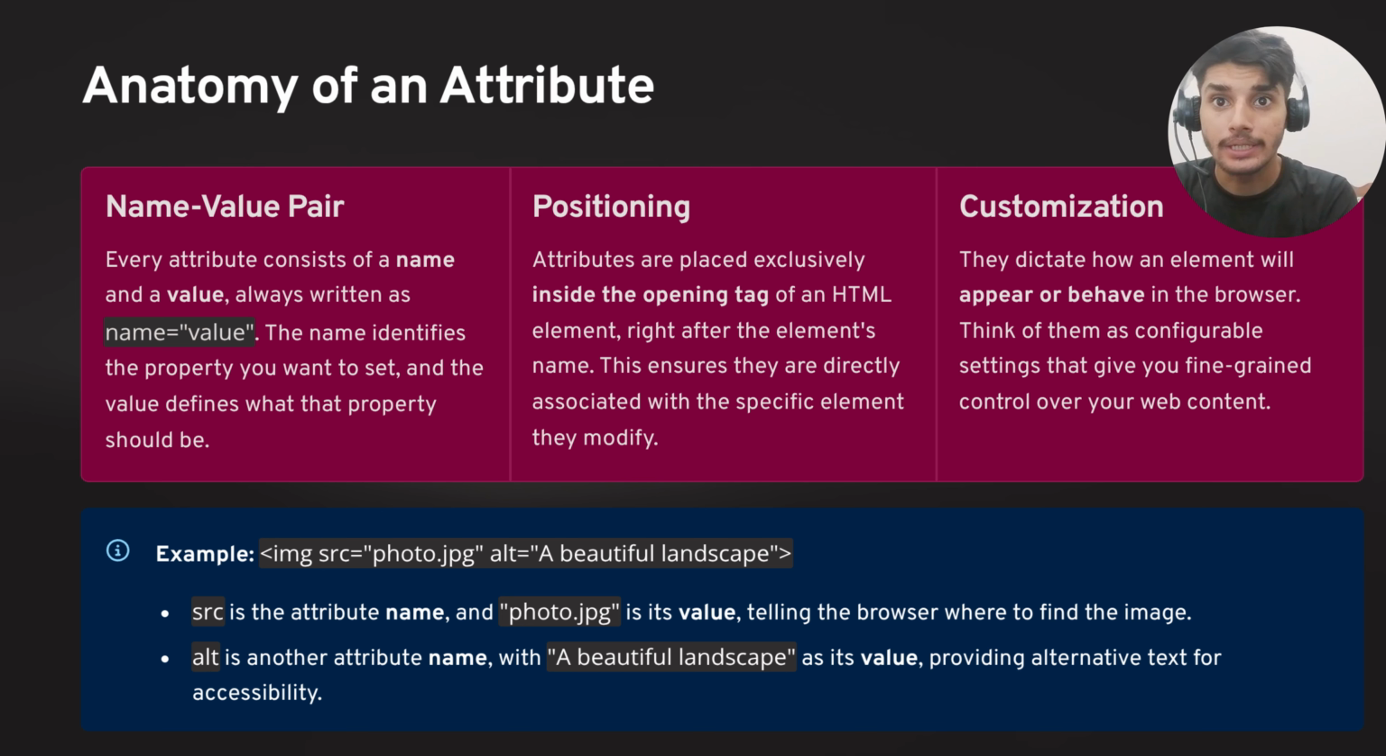Attributes are written inside the opening tag and have two parts, a name and a value. For example, in the img tag, src includes /photo.jpg. The attribute is src and its value is photo.jpg. Attributes help customize elements like setting color, links, size, or text alignment.